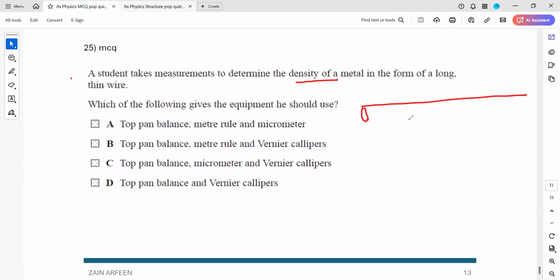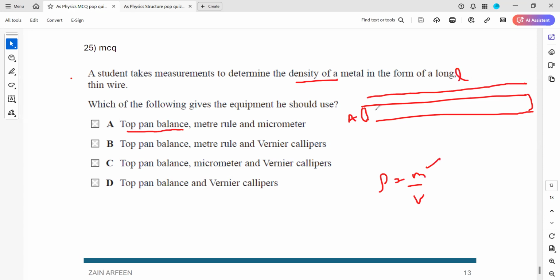There's a long wire, so the student needs the density. Density is mass over volume. How do we get the mass? By using a top pan balance. How do we get the volume? Volume is area multiplied by length for a wire. To get the area, we need the diameter. And because the diameter of a wire is small, a micrometer is more accurate.